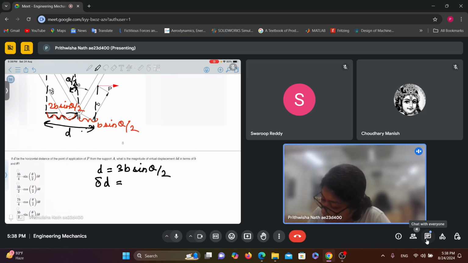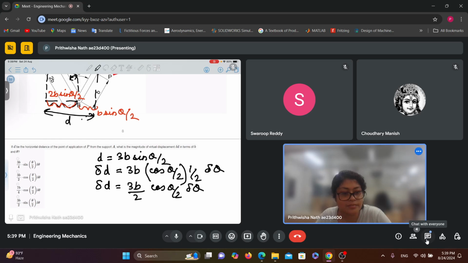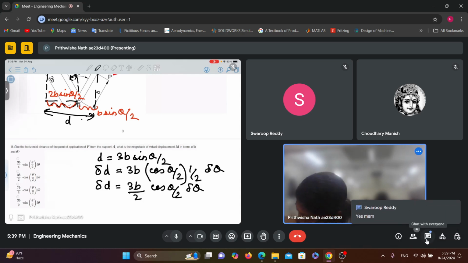So delta d would be 3b cos theta by 2 into half delta theta, right? So I can write this as delta d equals 3b by 2 cos theta by 2 delta theta. Is this clear? Okay, so the second option is correct.